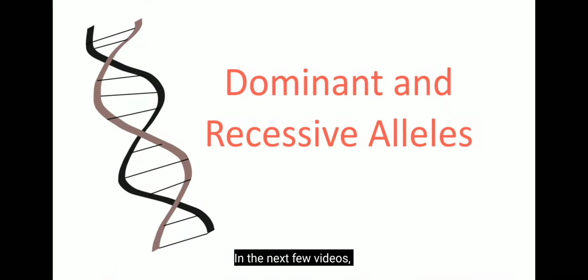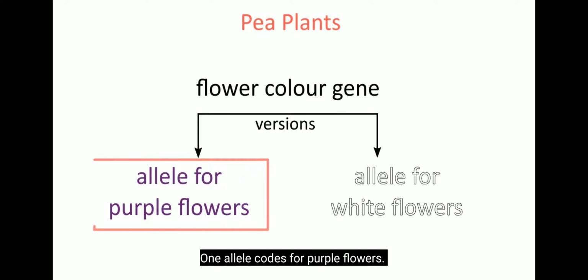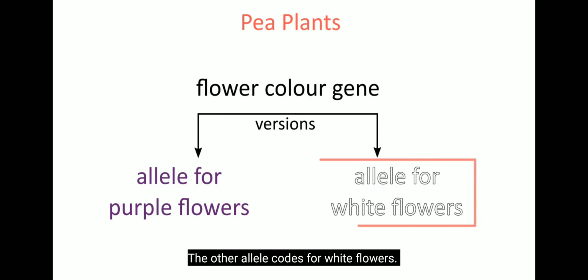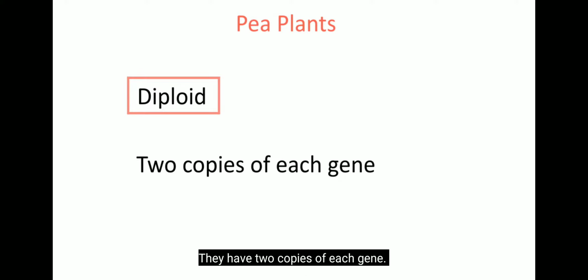In the next few videos, we will explore some patterns of inheritance. In pea plants, the flower color gene has two versions or alleles. One allele codes for purple flowers. The other allele codes for white flowers. Like humans, pea plants are diploid. They have two copies of each gene.